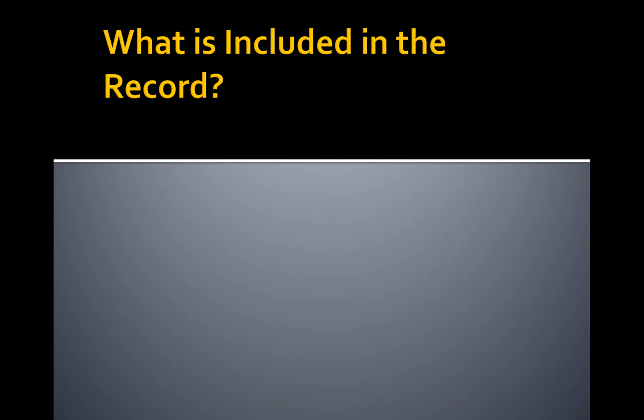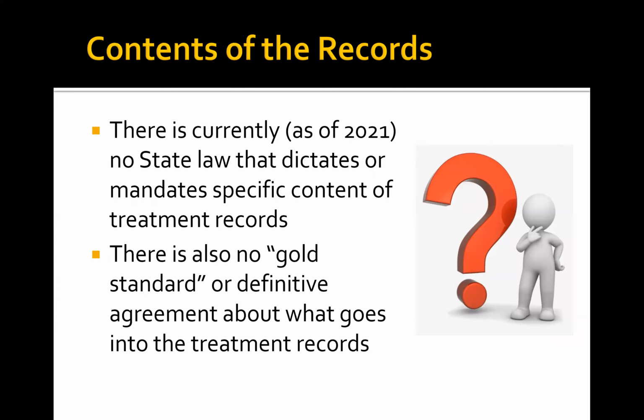Okay, so what do we include in the treatment record? There is currently, as of 2021, no state law that dictates or mandates the specific content of the treatment records. None of the ethical boards say anything about that either, nor are there any federal laws regarding what you must put in the treatment records. There's also no gold standard or definitive agreement about what goes into the treatment records. There are certainly a lot of books and articles out there about what to include in treatment records. Different organizations and treatment agencies have their own opinion about what should be included in the medical record.